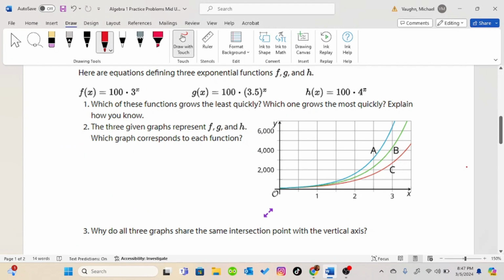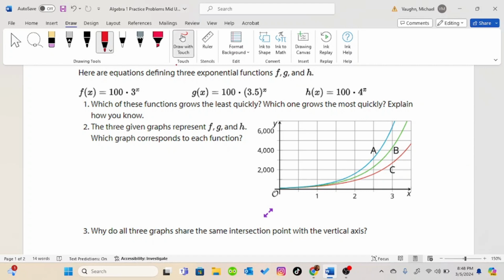Here are 3 equations defining 3 exponential functions, f, g, and h. F of x equals 100 times 3 to the power of x. G of x equals 100 times 3.5 to the power of x. And h of x equals 100 times 4 to the power of x. Number 1. Which of these functions grows the least quickly?